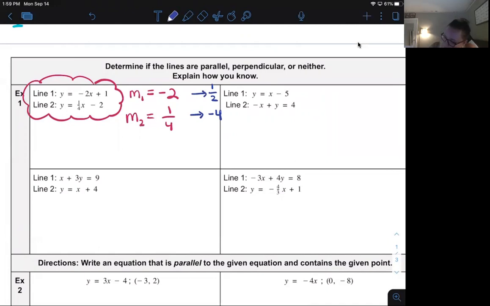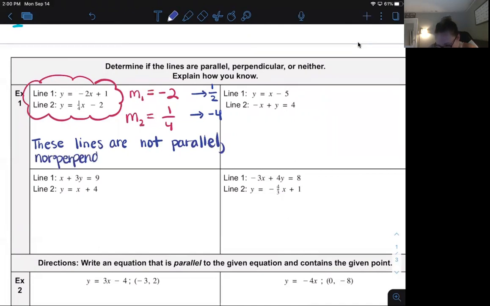So we're going to say these lines are not parallel nor perpendicular because the slopes are not the same nor opposite reciprocals.